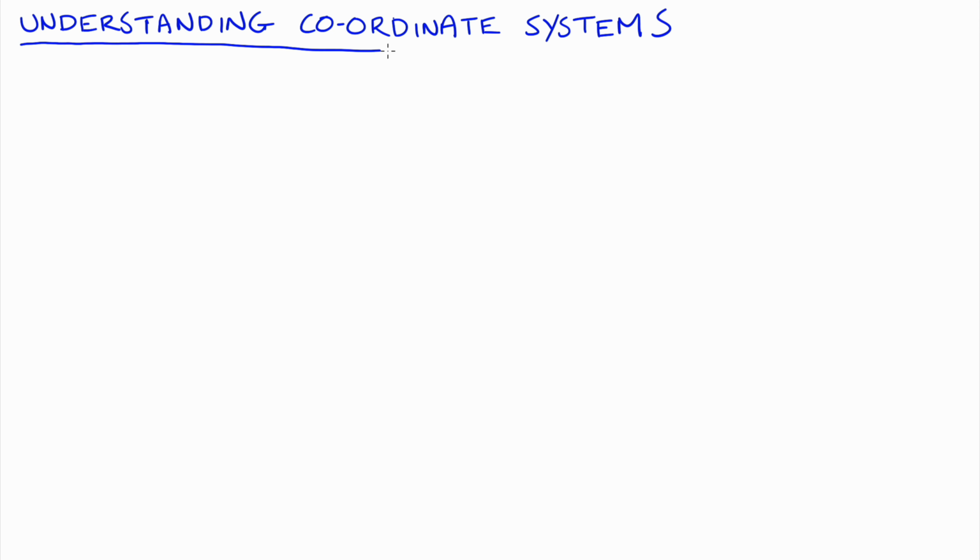Hi everyone, in this video I'm going to be talking about coordinate systems. You might hear mention of the Cartesian plane, that's one example of a coordinate system, and this is part 1, part 2 will be in the next video.